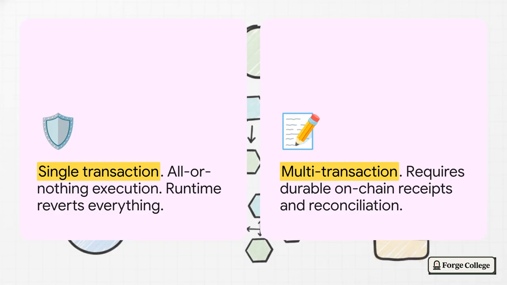Literally nothing is lost. But on the right side, if you split your flow across multiple transactions, you're now relying on idempotency. This means you have to manually build on-chain receipts, check statuses, and reconcile states if the belt stops halfway through. Let me tell you, it is vastly more complicated.